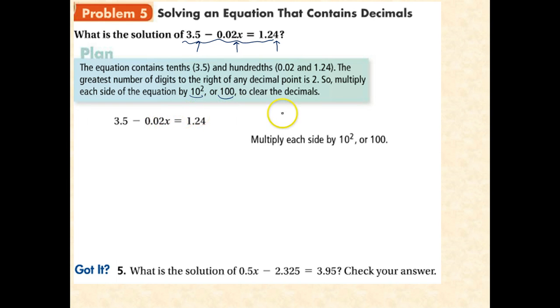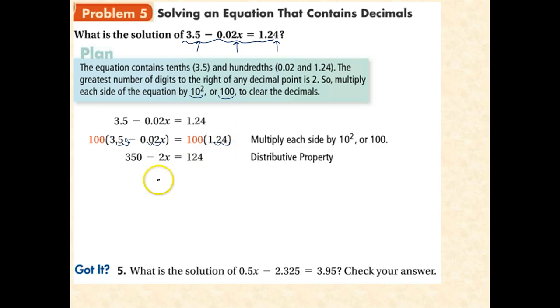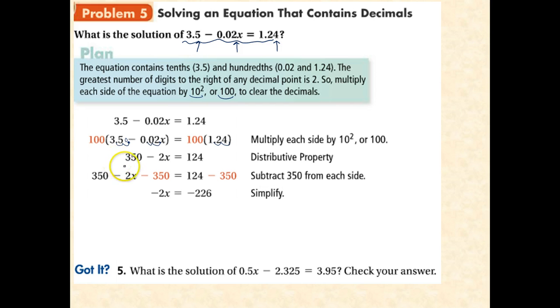So if we multiply everything by 100, it's going to move the decimal place over twice. So it'd make that 350, make that 2x, and it'd make that 24. Now, we got easy stuff. Subtract 350 from both sides, and then divide both sides by -2, and we get x equals 113. Okay, let's see if you got it. Pause it, and then push play when you're ready to see if you got it.